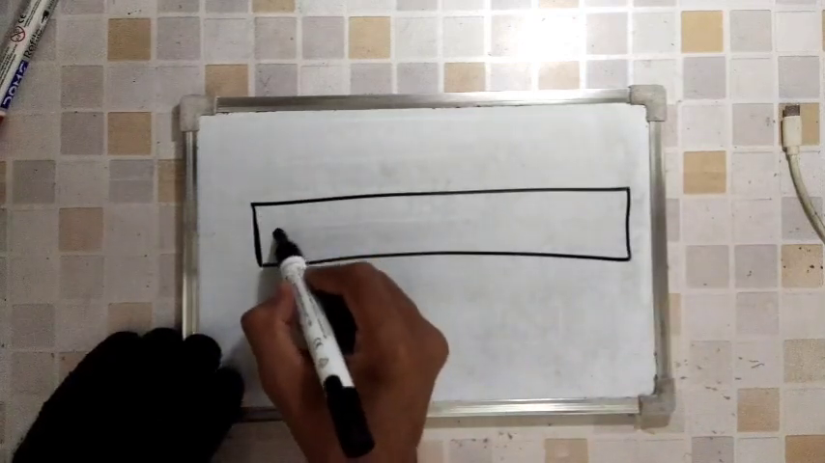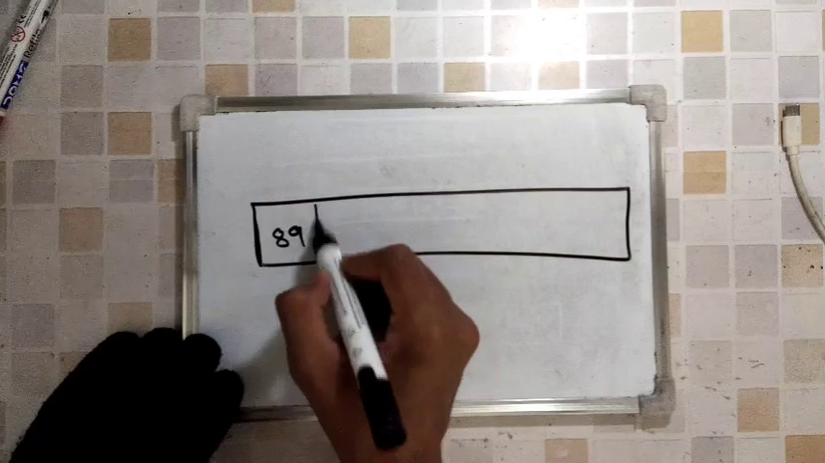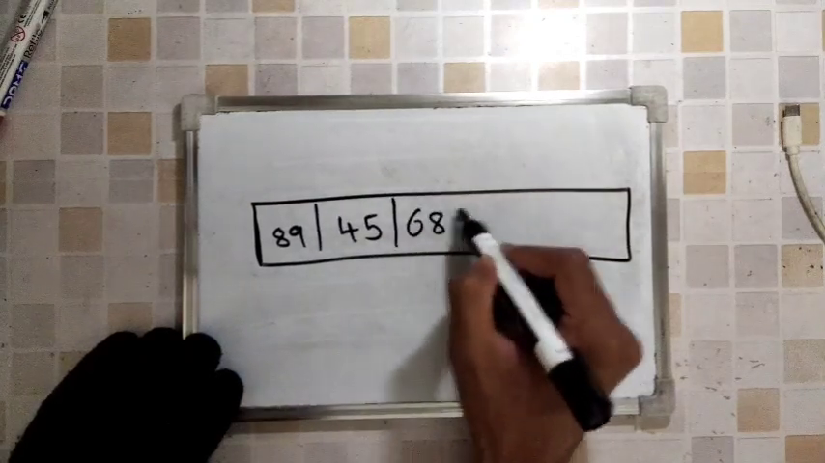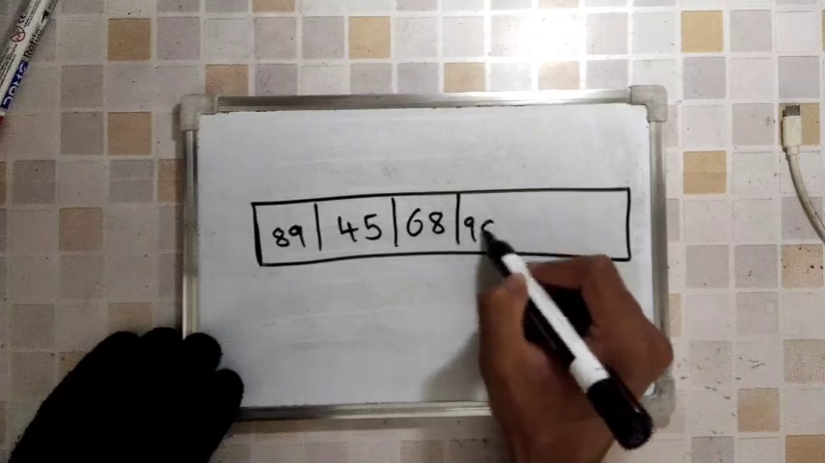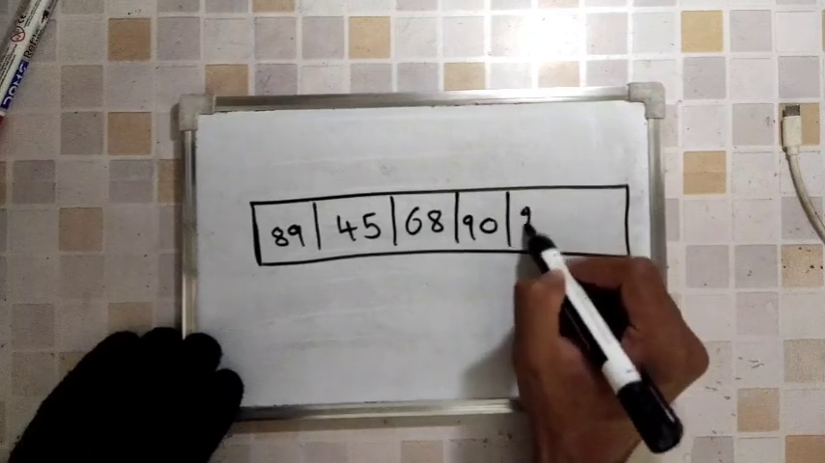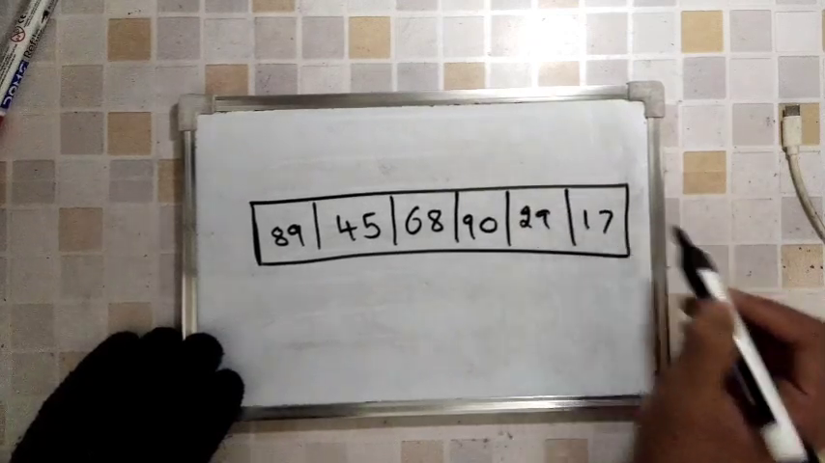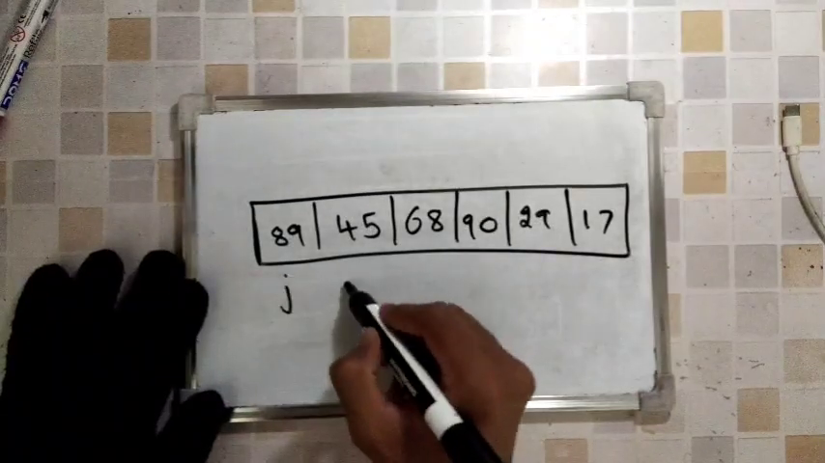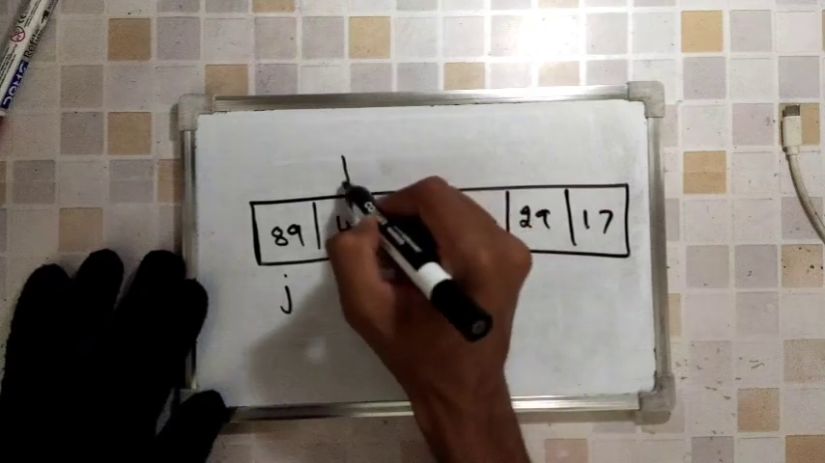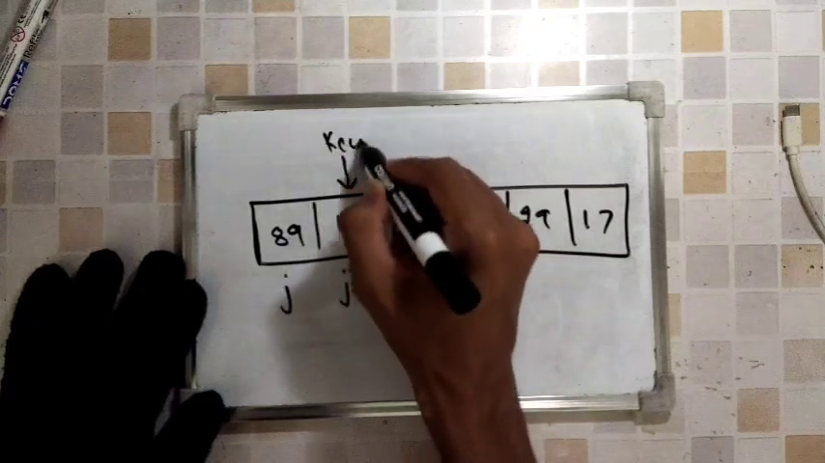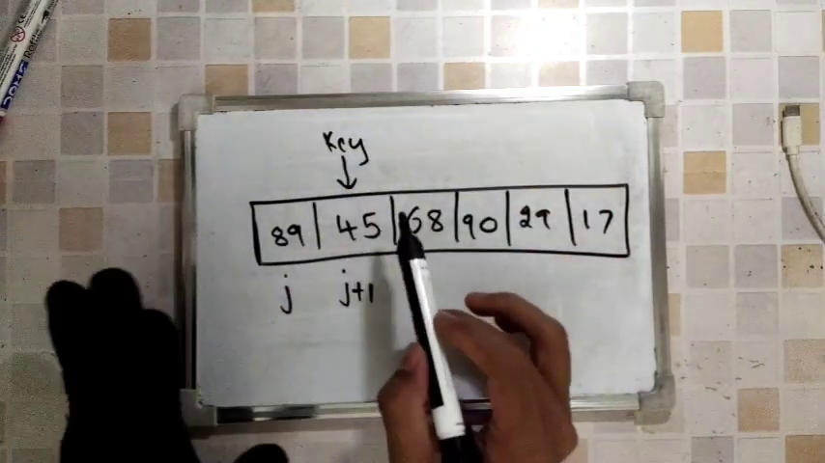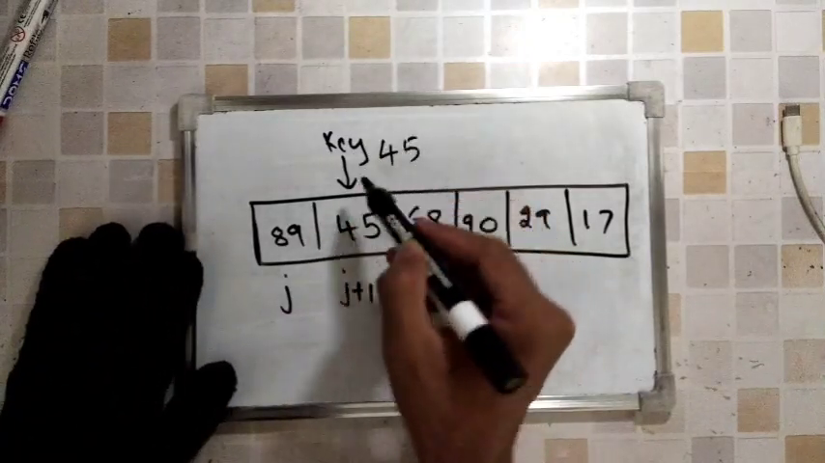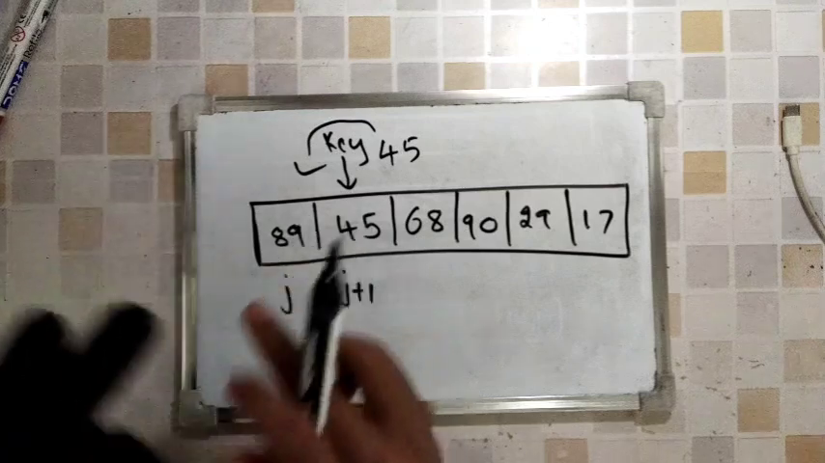So it was 89, suppose, 45 and then 68, 90, 29 and 17. I am not writing 34 here, I just want it to be neat. Suppose this is j and this is j plus 1. So now my j plus 1 element is my key. If it is the key, first I will remove this 45 from here. Then I will check 89, it is greater.